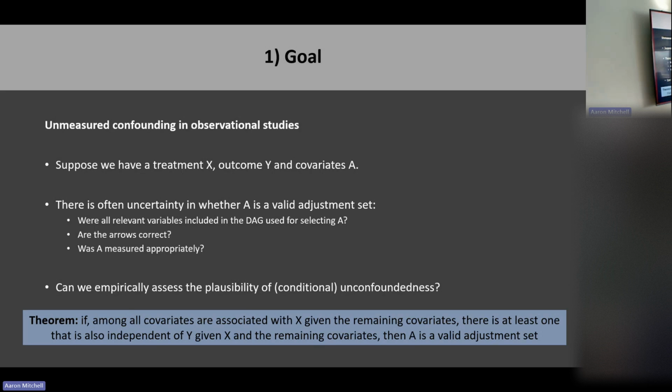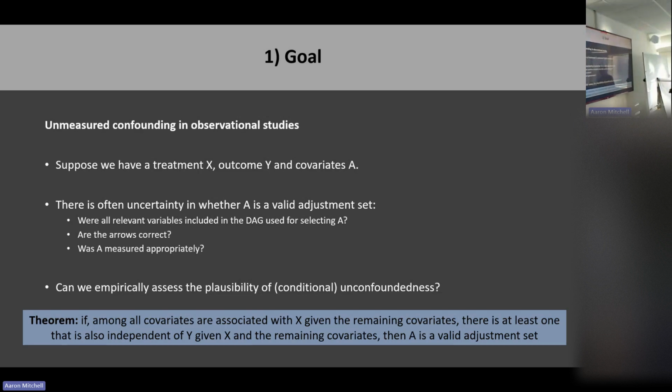So it would be nice, I think, if we had a tool that we can apply to empirically assess whether or not A is a valid adjustment set. I think we all agree that would be nice. So that's the goal: to be able to somehow empirically assess whether or not A is a valid adjustment set. I'm trying to be very careful with the words I'm using. So, assess the plausibility. I'm not saying prove that you don't have confounding or anything like that, because we're going to need some assumptions here.